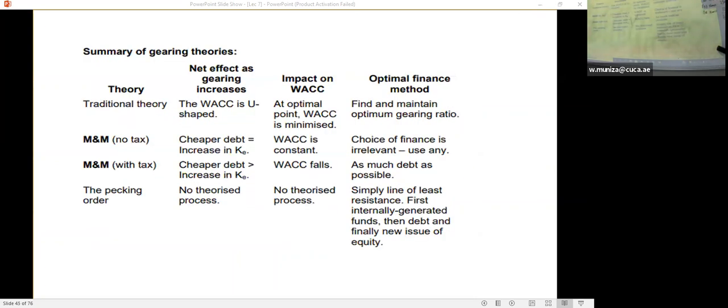So this is the summary of the gearing theories. For the traditional theory, find and maintain the optimal gearing ratio, where the WACC is going to be the least one, after which WACC is going to increase. MM with no tax, the choice of finance is irrelevant. Whatever source of finance we want to use, we can. With tax, as much debt as possible. The optimal solution has been 99.99% debt. The pecking order theory: in order we have to use the finances, first retained earnings, then debt, and then finally equity finance.